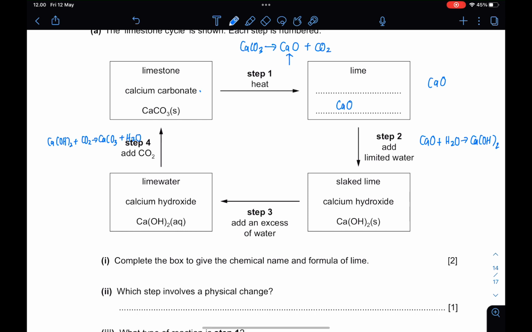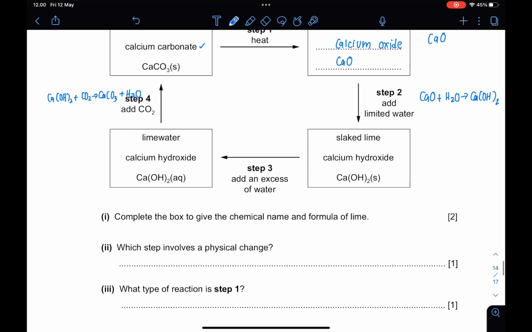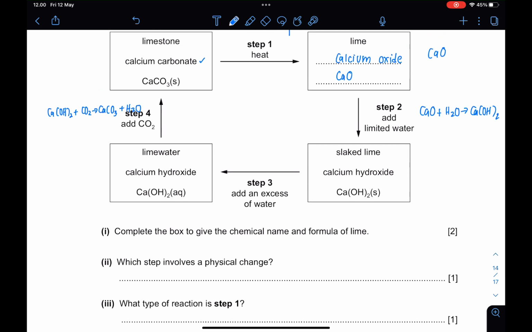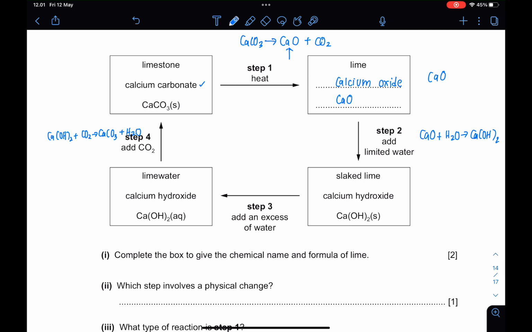Okay, so let's see what they want. Complete the box to give the chemical name and the formula of the lime. What is the formula? CaO. What is the chemical name? Calcium oxide. Now, which step involves physical change? From calcium carbonate changing into calcium oxide, this is a chemical change. So that is going from CaCO3 to CaO.